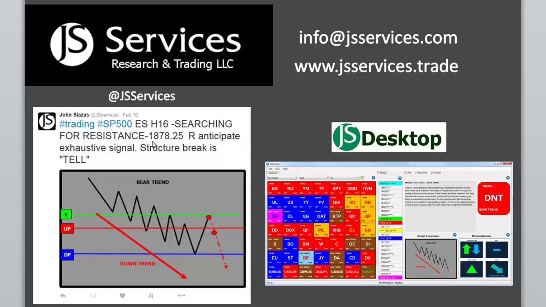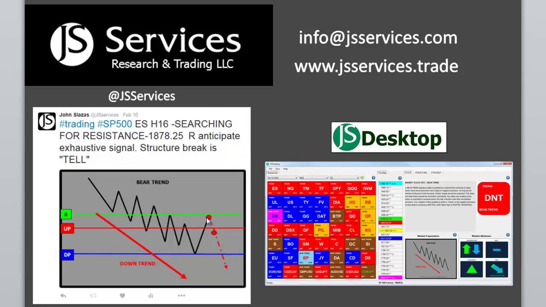We will identify specific price points and we'll refer to them by a qualifier, in this instance an R level, which is represented on the graphic image. And then we'll give further insight to this highlight comment. So searching for resistance, 1878.25, R level, anticipate an exhaustive signal.